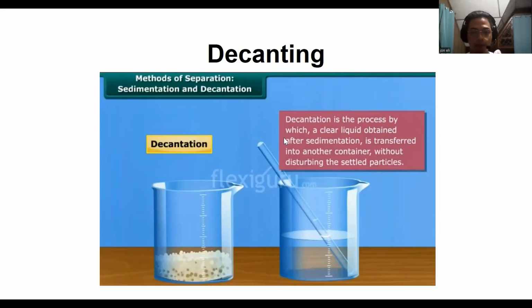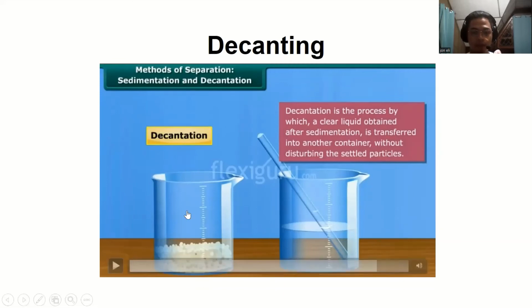The process by which the clear water obtained after sedimentation is transferred to another container without disturbing the sediment is called decantation.